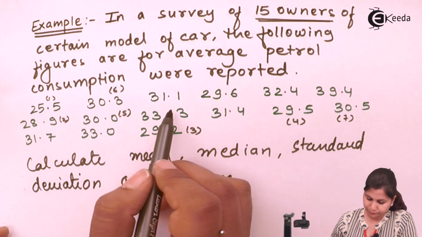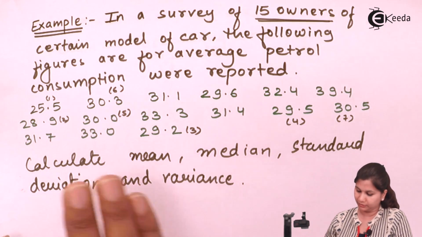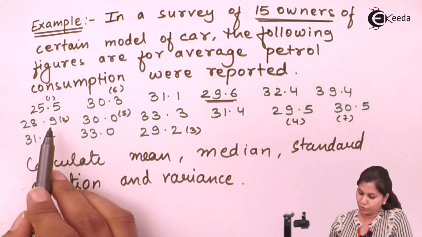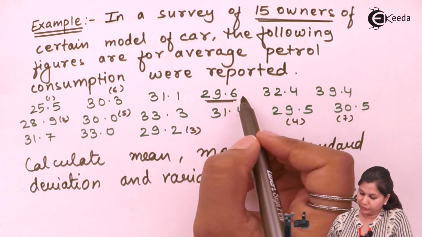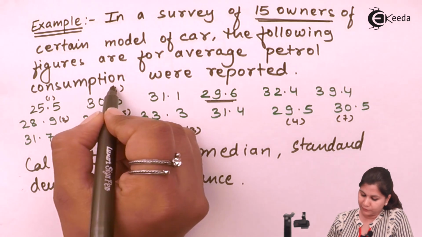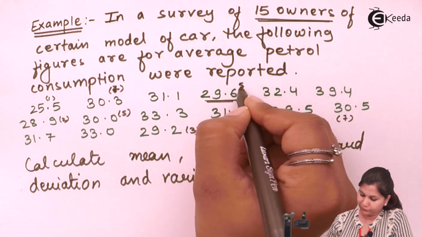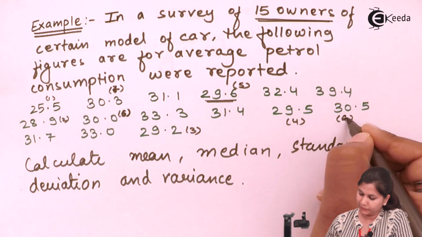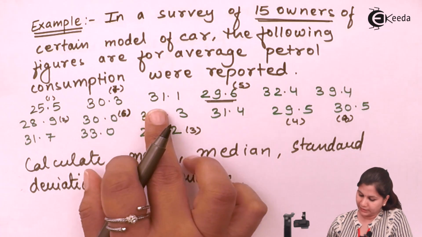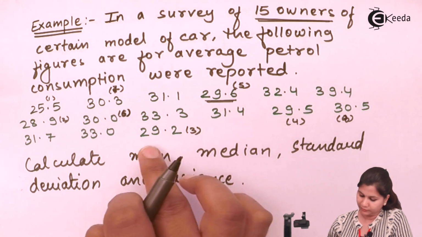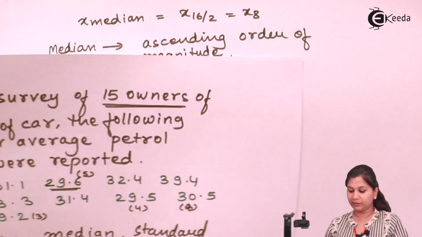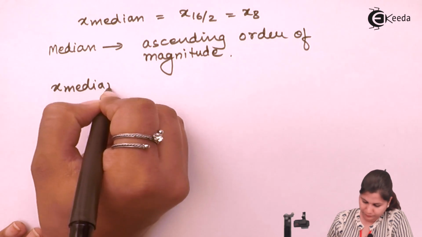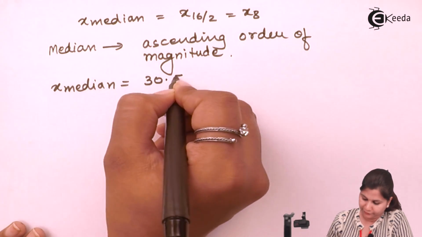So arranging the readings, here I forgot one reading, 29.6 also. So that will become the fifth reading, then 30 will be sixth, then this is seventh, and this will become eighth. Again, let's see if there is any reading left here. No. So our median is 30.5.